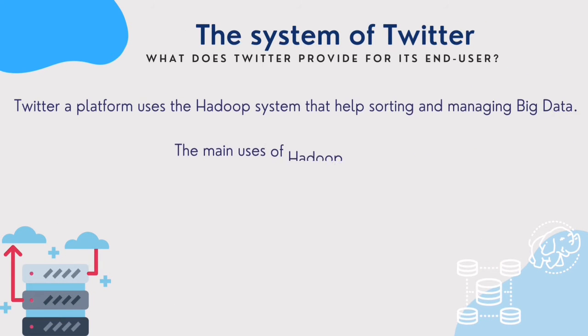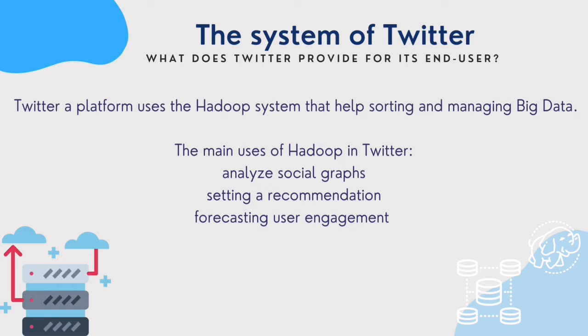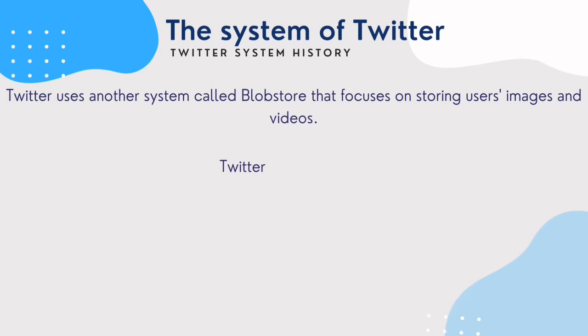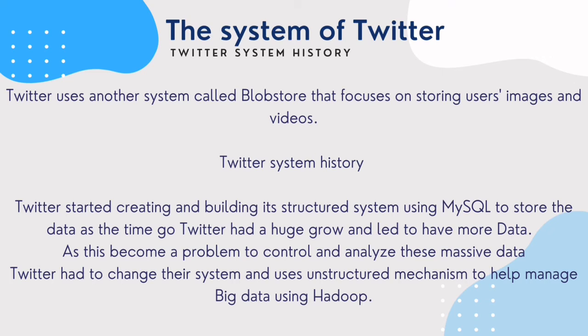Twitter, as a platform, used the Hadoop system that helped hold the large data in a place to create analytics for all the users and analyze social graphs, setting recommendations, forecasting user engagement, and also helping ad targeting, ad analytics, and processing tweet impressions, which are some of the services that Twitter offers. Twitter used another system called Blob Store that focuses on storing user images and videos, and helps to reduce all the costs that include photos and videos, also providing high performance and making it easy to operate.